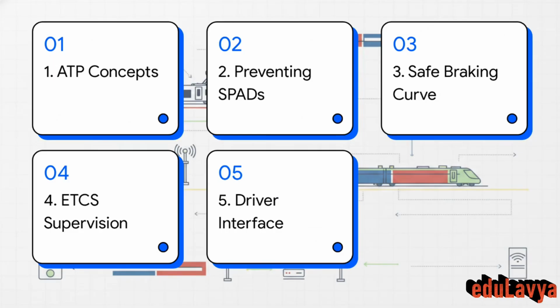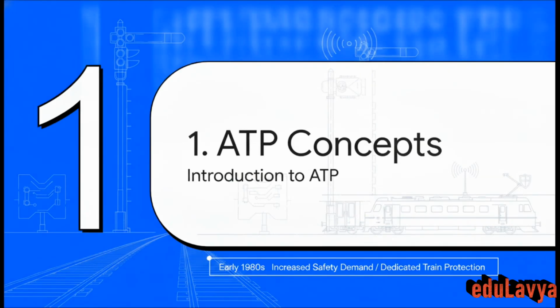So here's our syllabus for today. First up, we'll cover ATP concepts. Then we'll look at preventing SPAD incidents. From there, we'll break down the safe braking curve, move on to ETCS train supervision, and wrap up with the driver-machine interface.